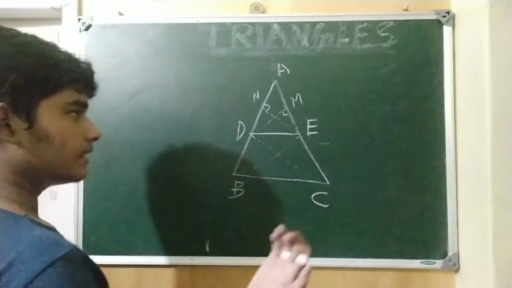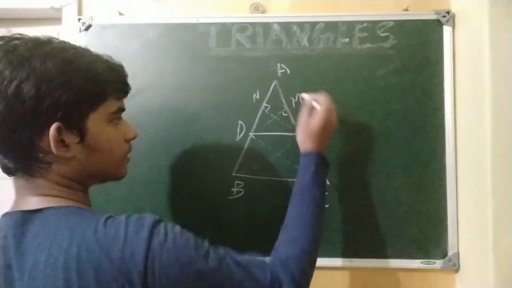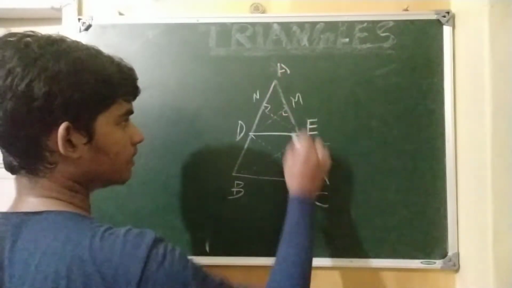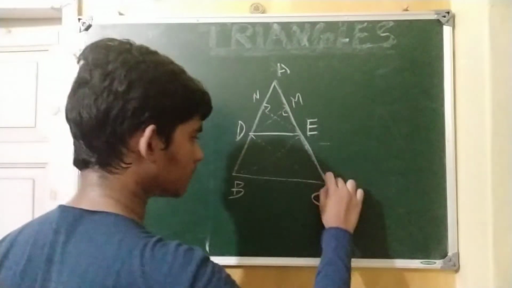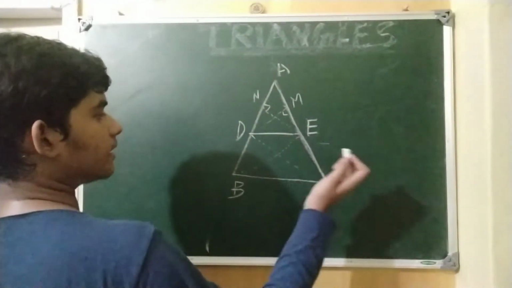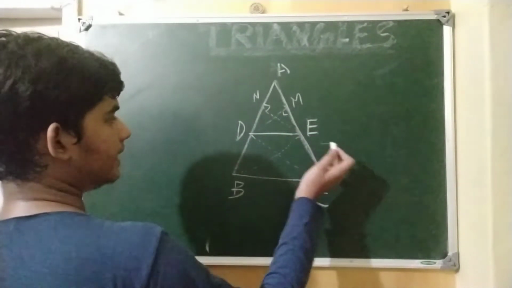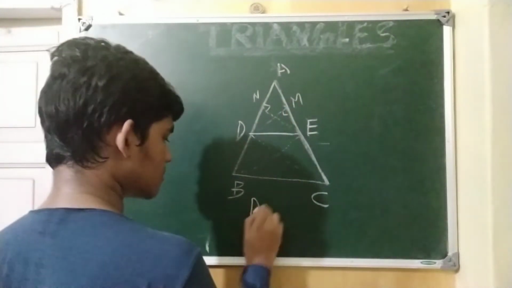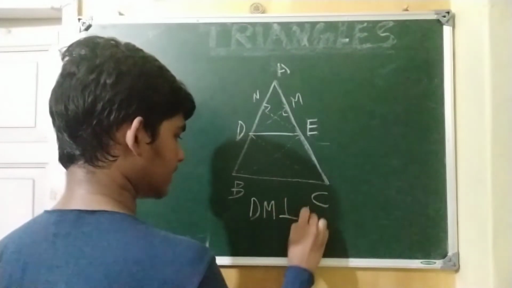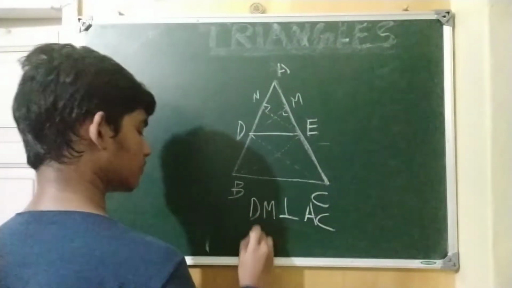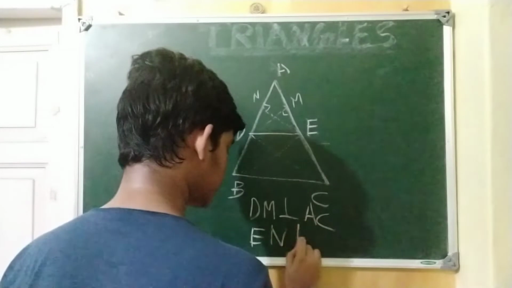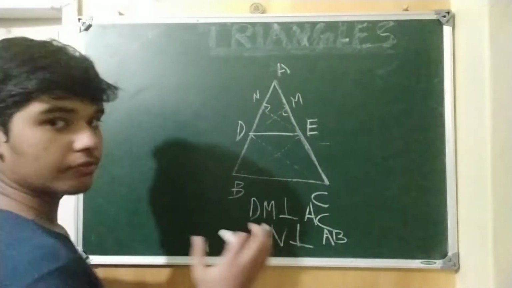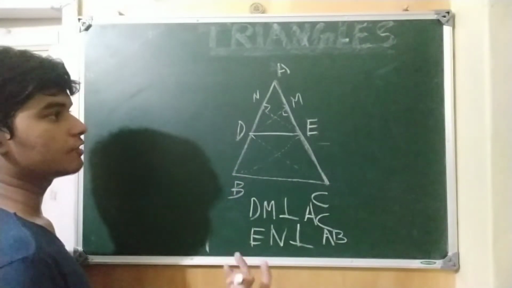As you can see here, DM is perpendicular to AC, and EN is perpendicular to AB. So now that we have drawn the diagram, let's try to solve the sum.